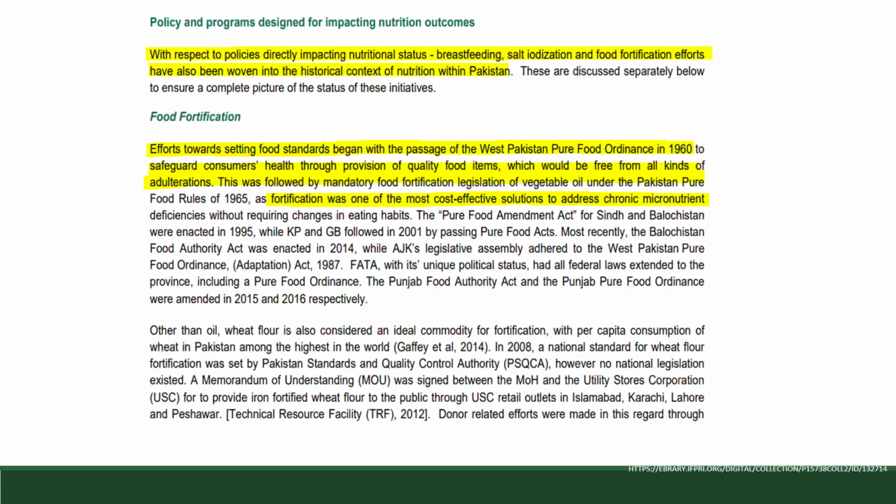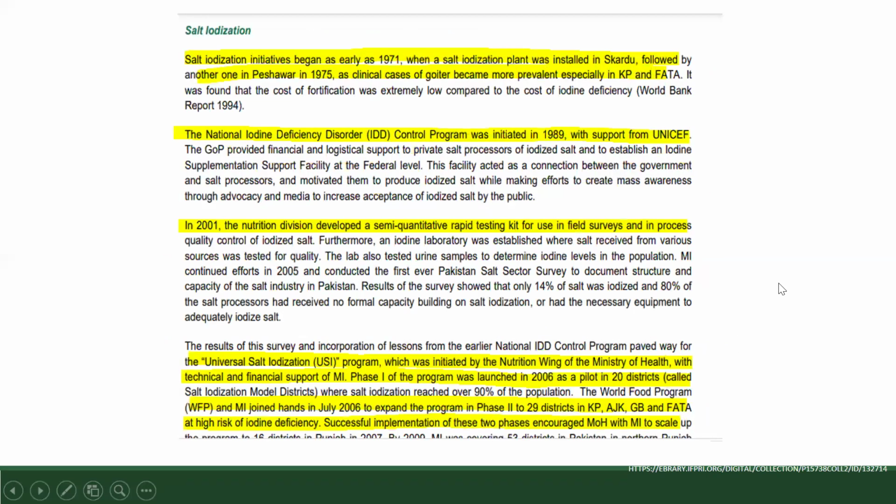The policy and programs designed for impacting nutrition outcomes with respect to policies directly impacting nutritional status, breastfeeding, salt iodization, and food fortification efforts had also been woven into the historical context of nutrition within Pakistan. As far as food fortification is concerned, it is one of the most cost effective solutions to address the chronic micronutrient deficiencies without requiring changes in eating habits. Salt iodization.